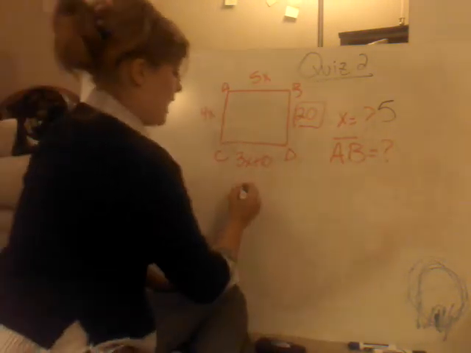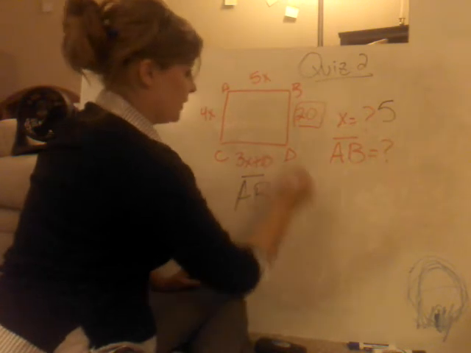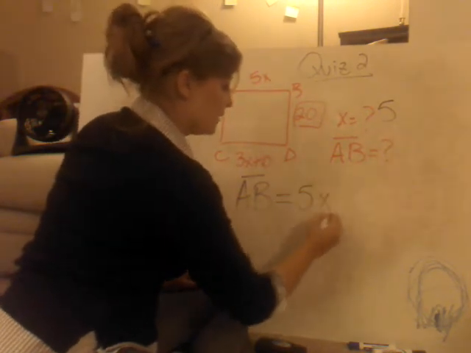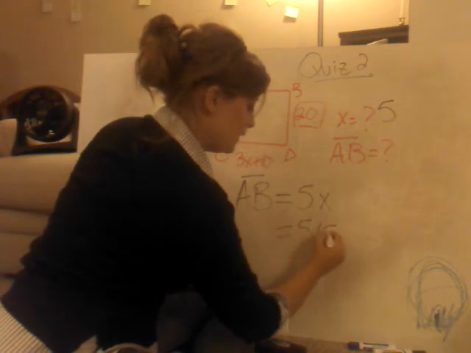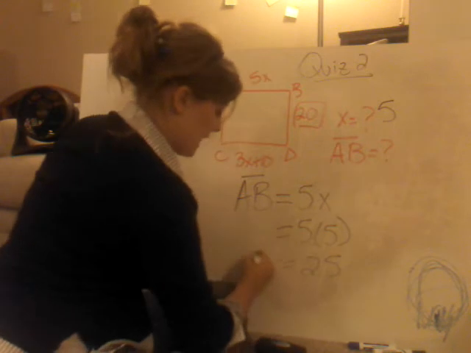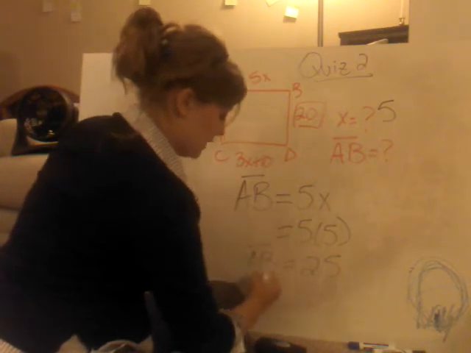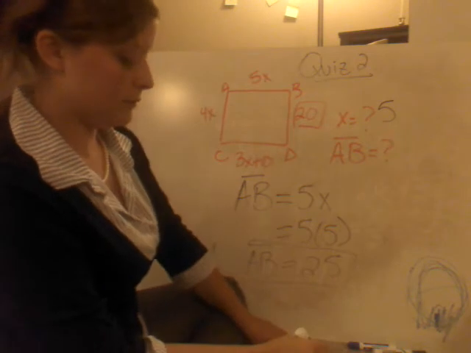Alright, so I know AB segment is equal to 5x. I know what my x is now. So it's 5 times 5. So AB segment is equal to 25. That's what I wanted for that problem.